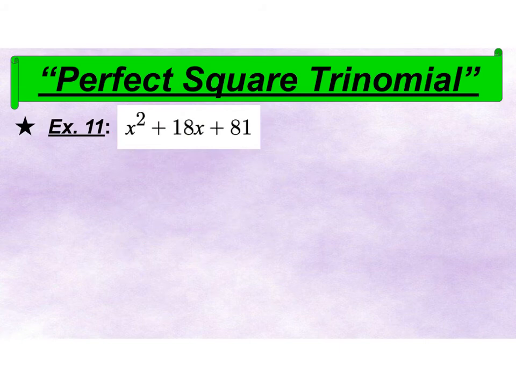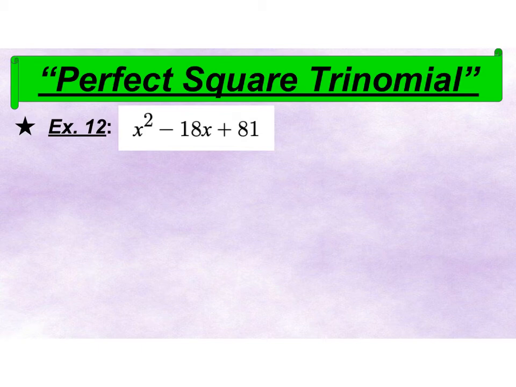Let's look here. First one is a perfect square of x. Last one is a perfect square of 9. Together, multiplied by 2, I do get the 18, so it is a perfect square trinomial. So I can go to x plus 9, whole thing squared. Back here, we had plus.